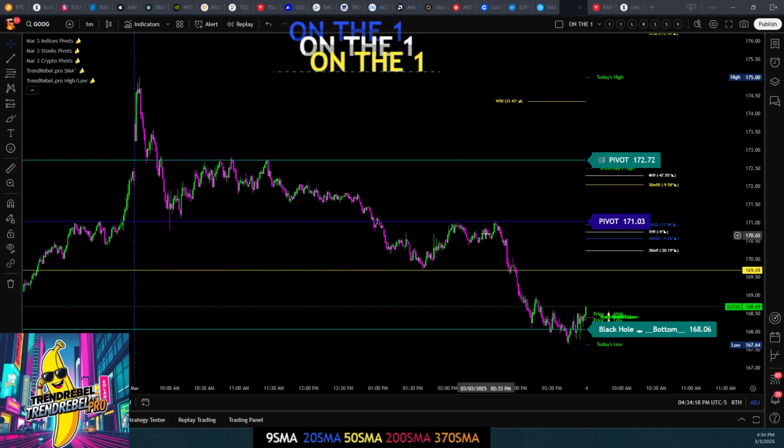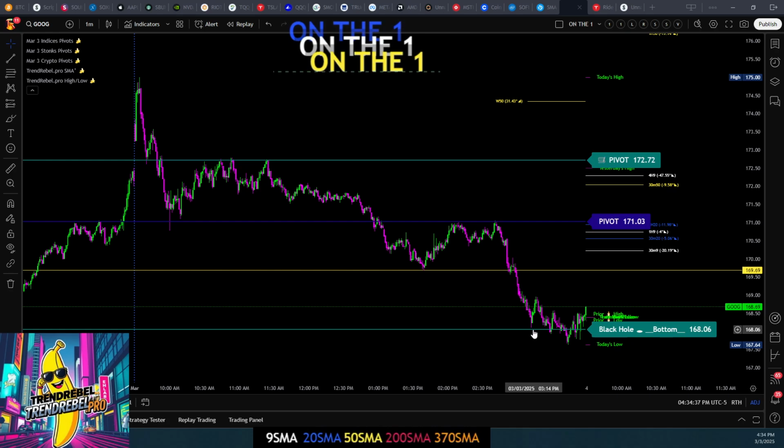We had some consolidation here where we tested it again. At that test, we finally lost it completely. And what did we do? We shot directly down to the halfway point here, for which we bounced, and then shot directly down to the bottom pivot here, which is the black hole bottom at 168.06.